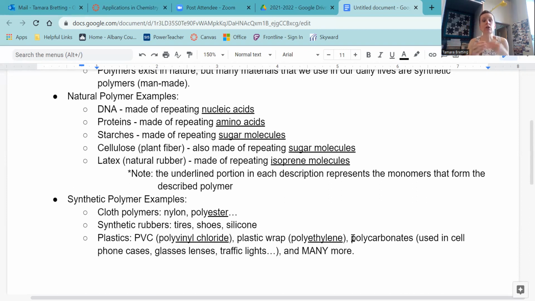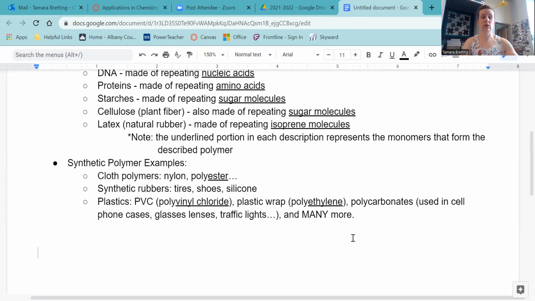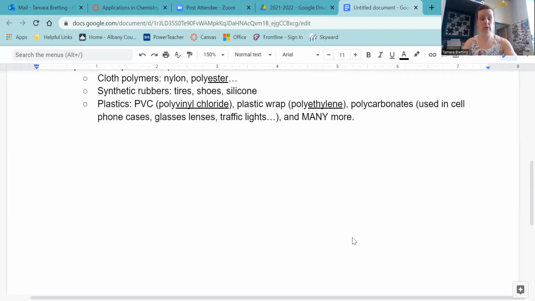Okay, so now we're gonna go into plastics. And you can start a new page. If you've filled up a page, you can start a new page, or you can continue on this page, but this is its kind of own standalone topic within polymers, plastics. Okay, so first off, a definition of plastic.